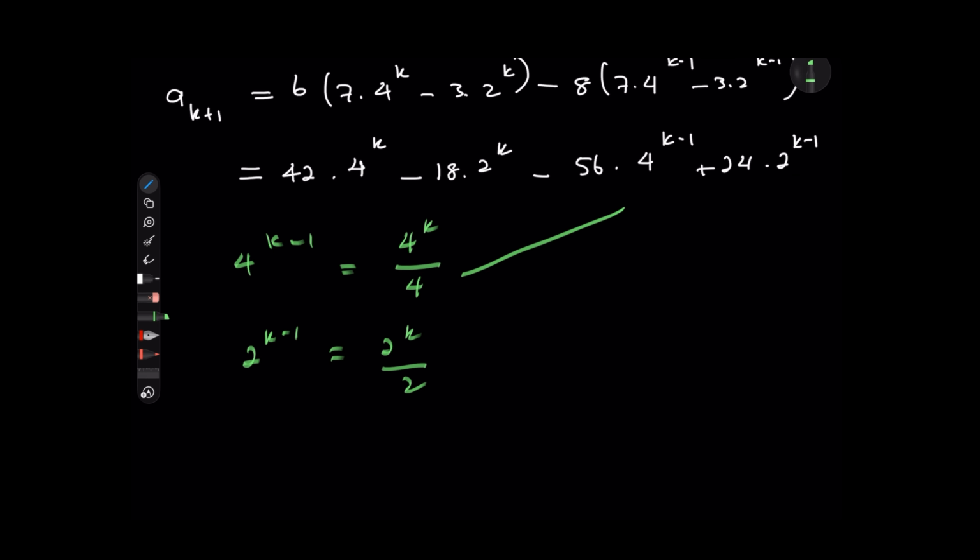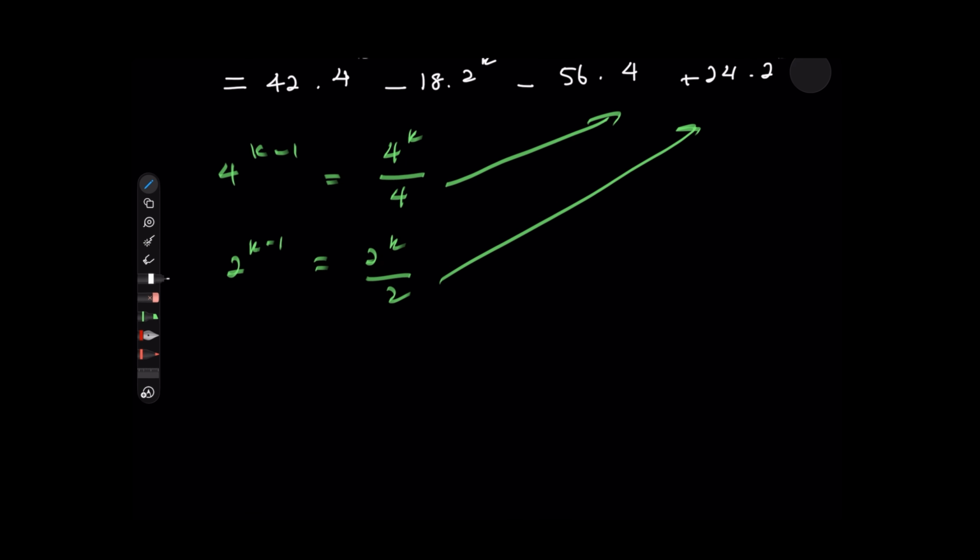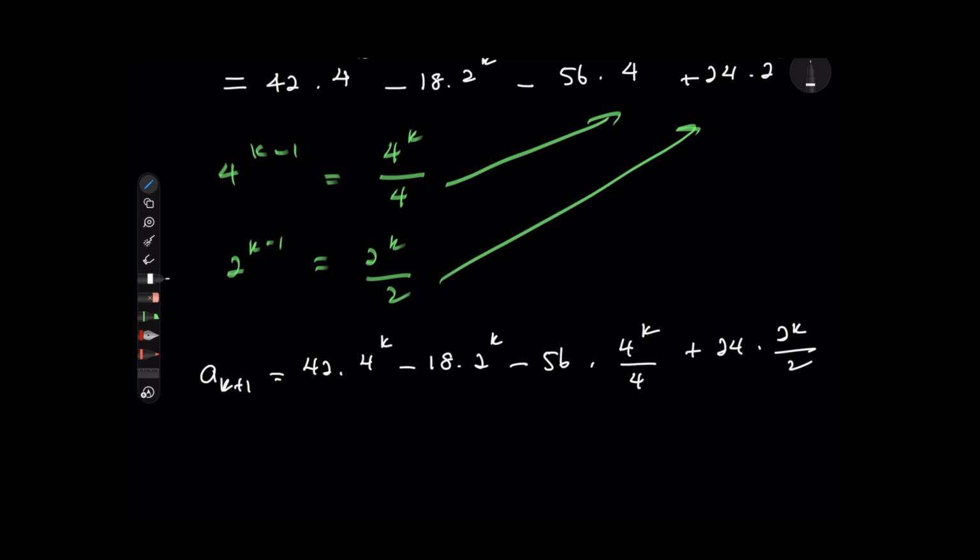Okay, so I'm going to take this now. So this is just side working, right? And put it back inside here to break it down. So I'll continue with k plus 1, right? It's still 42 by 4 to the power of k, minus 18 by 2 to the power of k, minus 56 multiplied by, this is 4 to the power of k now upon 4, plus 24 by 2 to the power of k upon 2. So now I'm going to cancel and simplify this 4 with this 56 and this 2 with this 24.